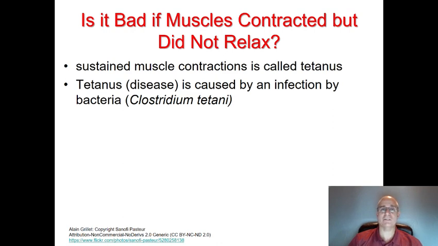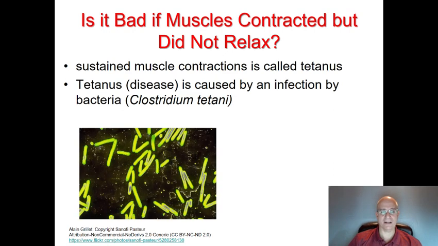And as those bacteria grow, they release a toxin, and this toxin causes sustained muscle contractions. So that's what the bacteria looks like under a microscope and with fluorescence there, so it shows up real well.